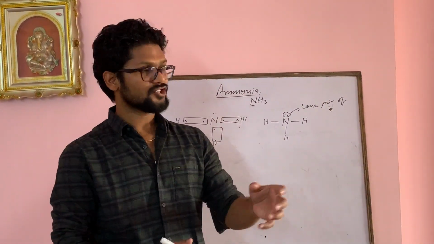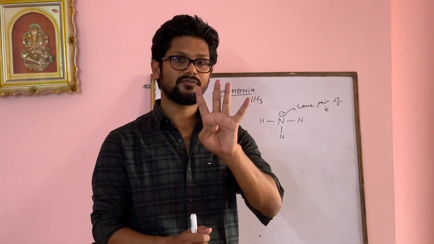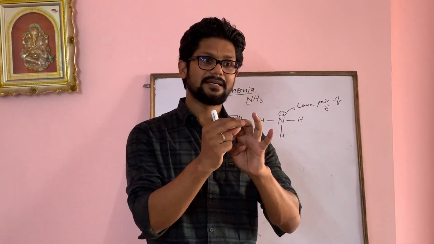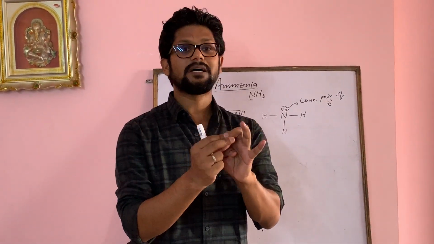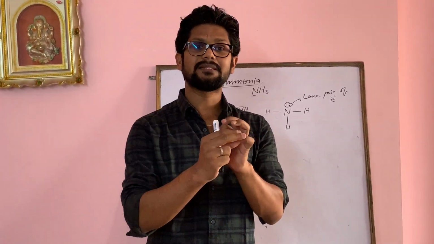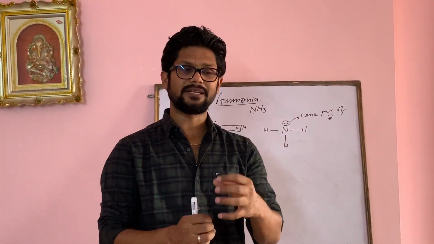Now in the next section I'm going to explain about types of ammonia. Ammonia exists in 4 types. The first is gaseous ammonia, second is liquid ammonia, third is liquor ammonia, and fourth is liquid bench reagent ammonia. All 4 have different roles and different uses.